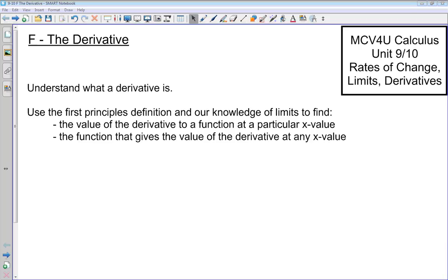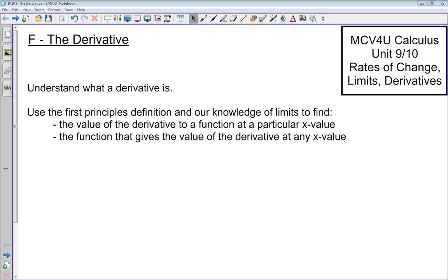So this is our final lesson in Unit 910. We've talked about rates of change, we've talked about limits, and finally we are going to talk about derivatives. And by the end of this lesson, we want to understand what a derivative is, what we mean by that term derivative, and we want to be able to use the first principles definition and our knowledge of limits to find the value of the derivative to a function at a particular x value, and the function that gives the value of the derivative at any x value.